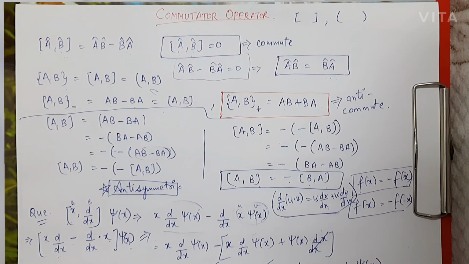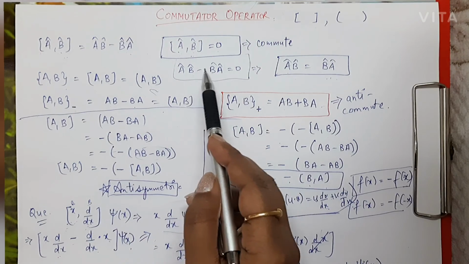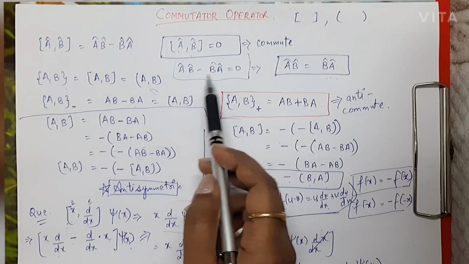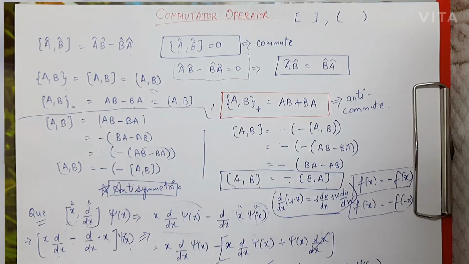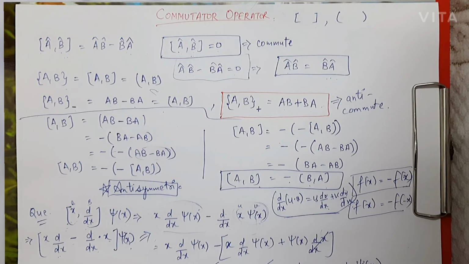Now here what we can see is that these two operators are not commuting, because for commutation, ab minus ba should be equal to 0, and here it is not coming out to be 0, right? So it is not commuting. If they're asking whether they commute or not, the answer will be no, they are not commuting with each other.